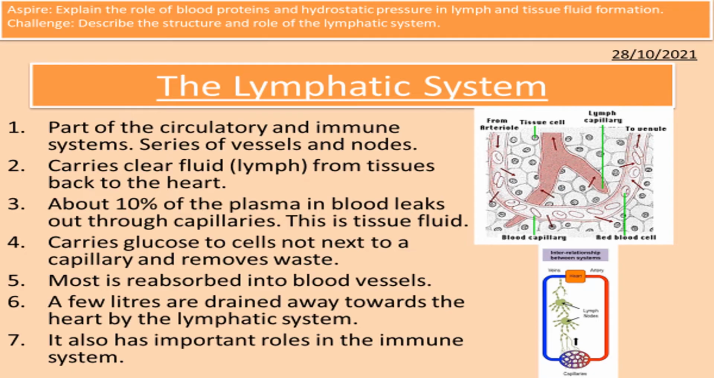About 10% of the plasma in blood leaks through the capillaries, and this is tissue fluid. It carries glucose to cells. Most is reabsorbed into blood vessels, and a few litres are drained away towards the heart by the lymphatic system. It also has an important role in the immune system.